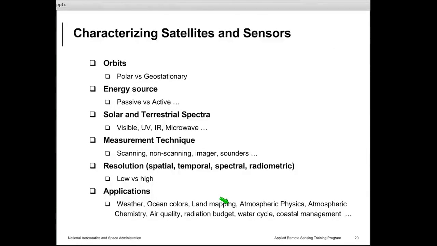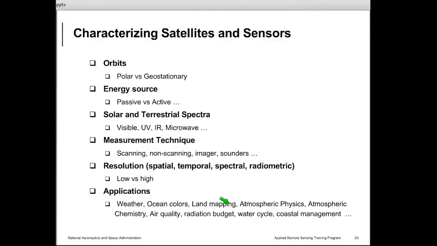Satellites and sensors can be classified or characterized in many different ways. Satellites we can classify by their orbits. We can characterize them by their source of energy. We can also characterize them by which part of the solar spectrum they make the measurement in. There are different measurement techniques which can also be used to classify these sensors.